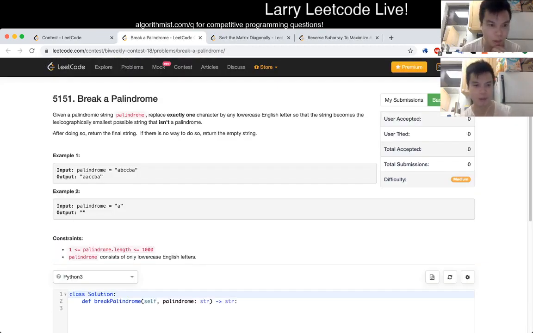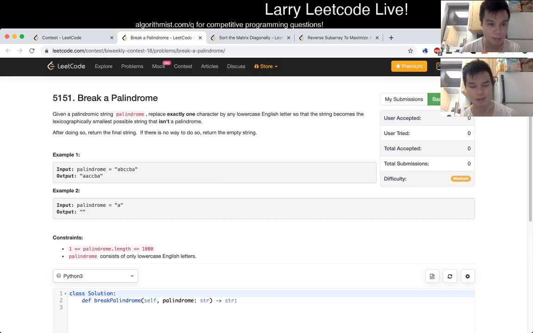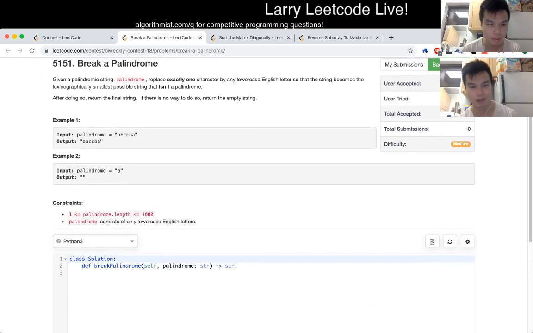And then second, break a palindrome. I think initially I was trying to figure out if there's a greedy algorithm or something like that. It turns out that there is, but at the time I didn't really know that. I was like, okay, what can I get away with? If I do greedy, maybe I move from the front to the back, change it to an A, and then check or something like that.